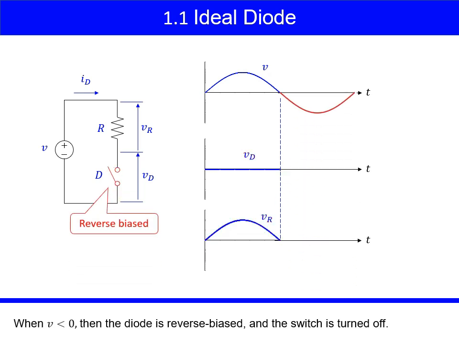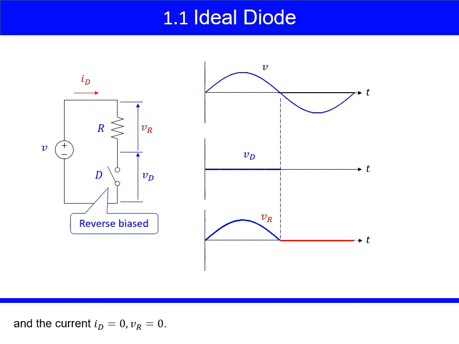When V is negative, then the diode is reverse biased, and the switch is turned off. And the current Id equals 0, and Vr becomes 0. Thus, in this case, Vd equals V.